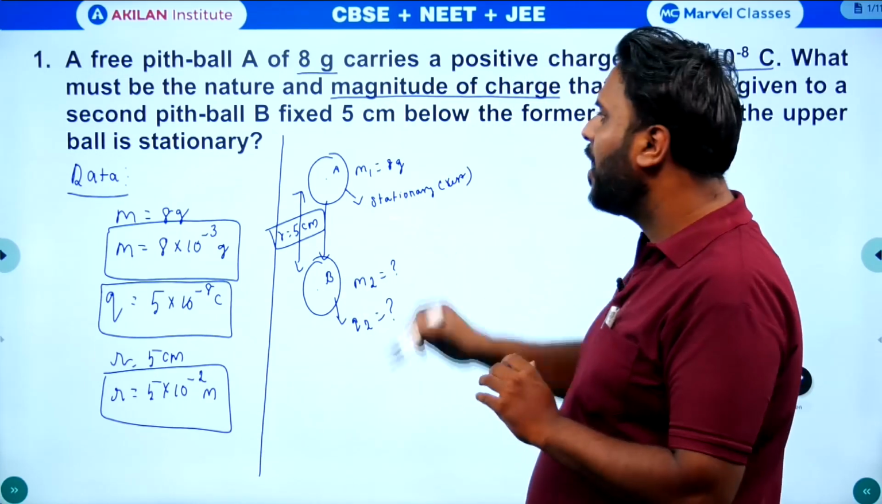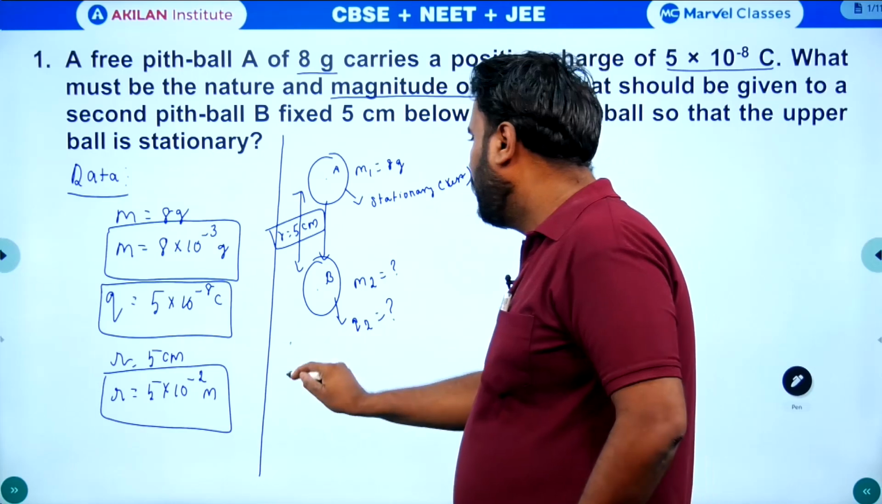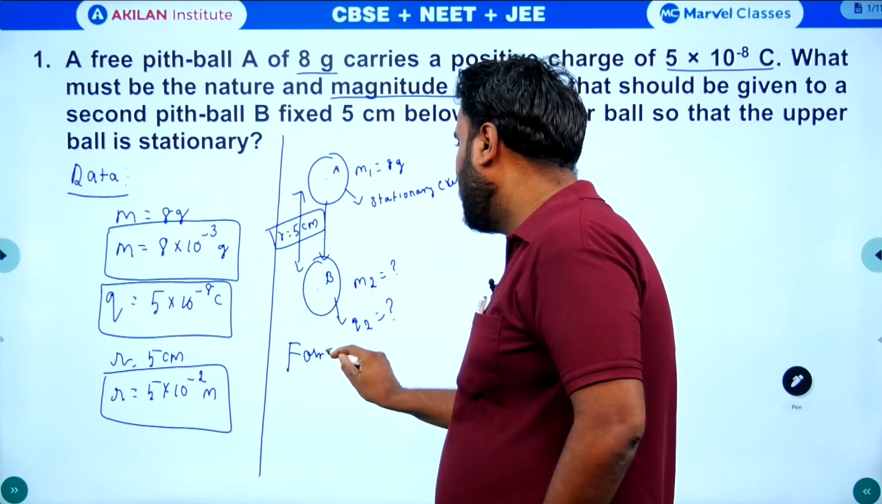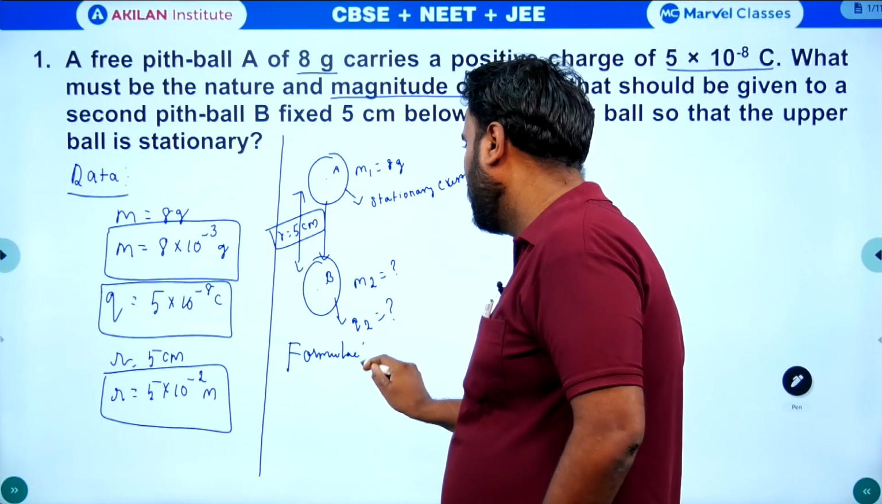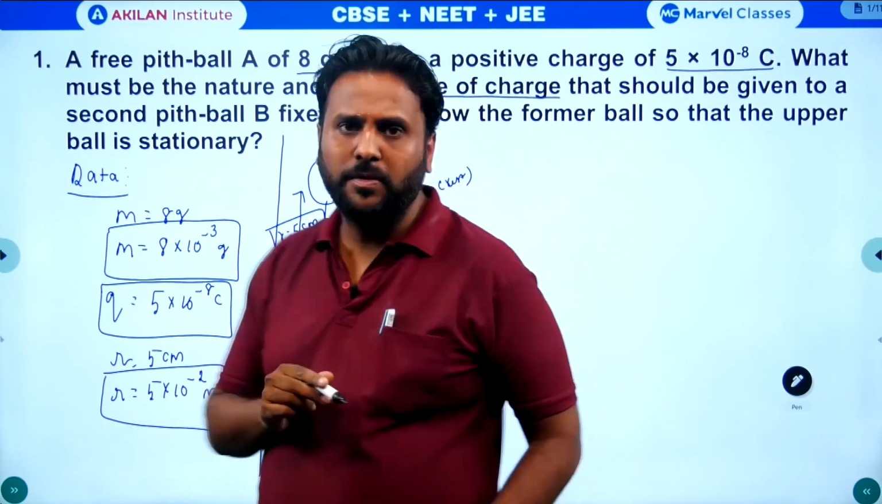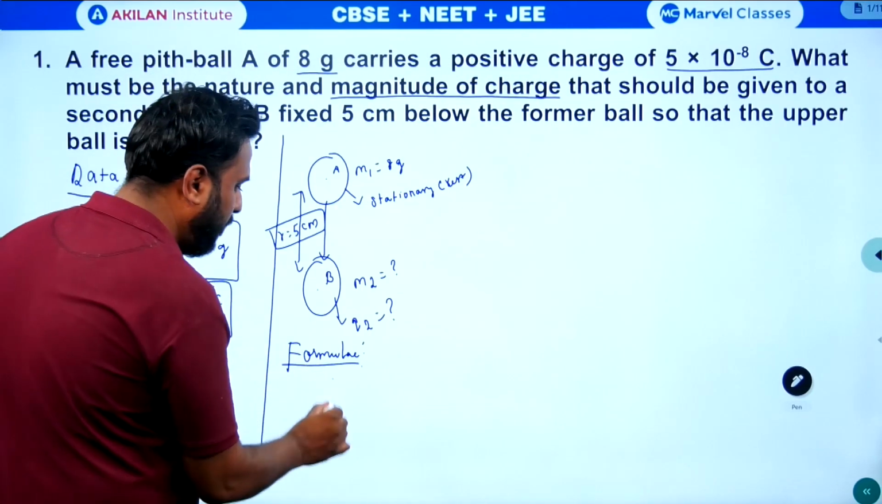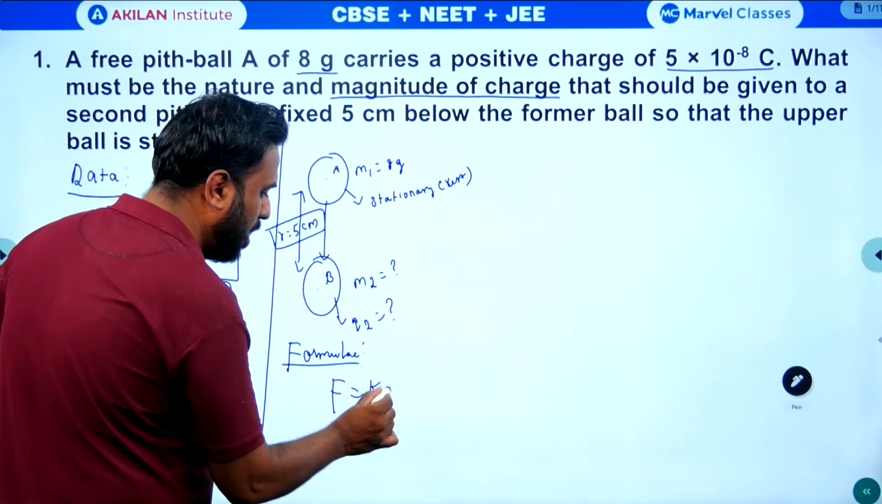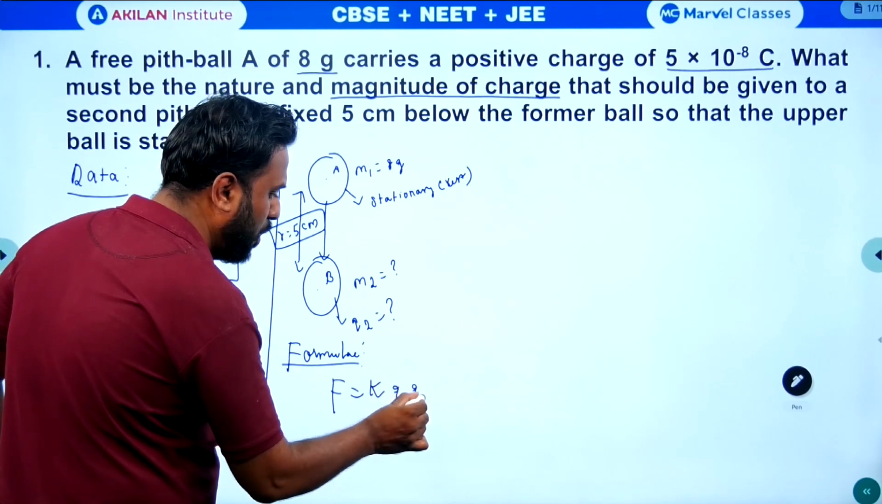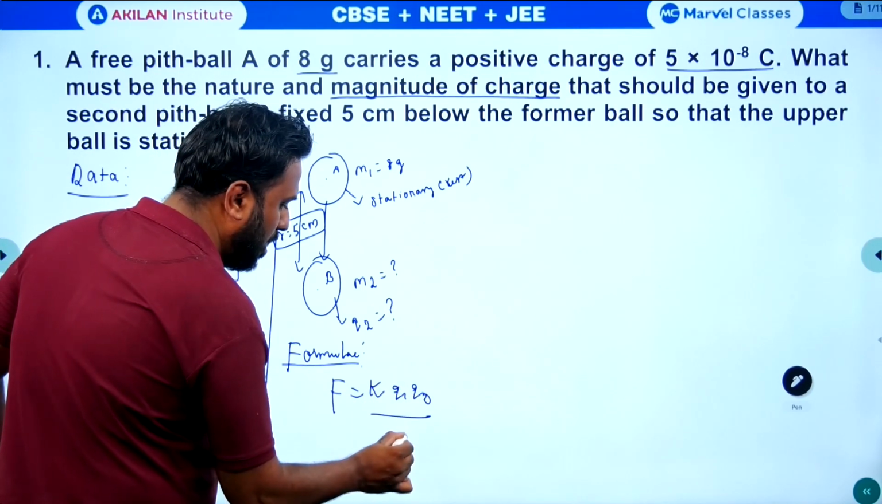So we have to know the formula for this problem. What is the formula for this problem? F is equal to K Q1 Q2 by R square.